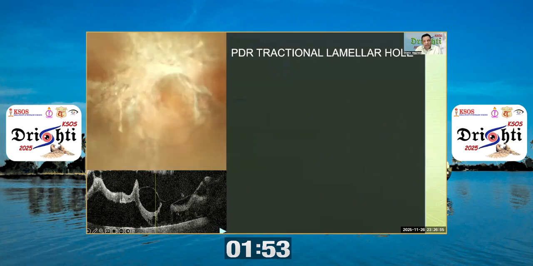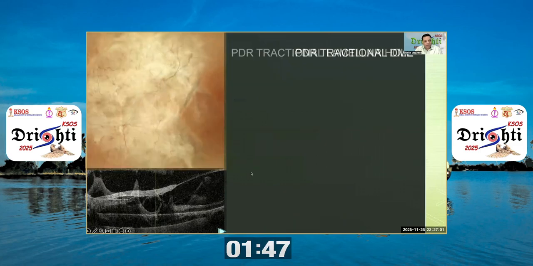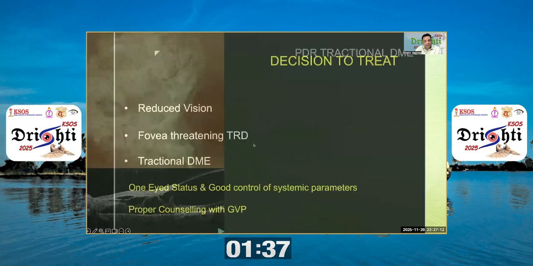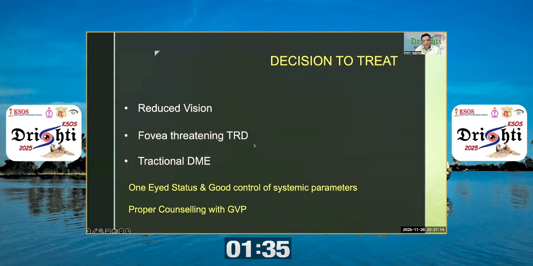It can present with a tractional retinal detachment as well as a tractional lamellar hole formation, what you see here. And it can also present with tractional diabetic edema, where you can see cystoid spaces at the fovea with this dense fibrovascular proliferation. So the decision to treat in cases of proliferative diabetic retinopathy with these membranes is especially when the vision is significantly reduced, when there is a fovea-threatening TRD, or when there is tractional diabetic macular edema.